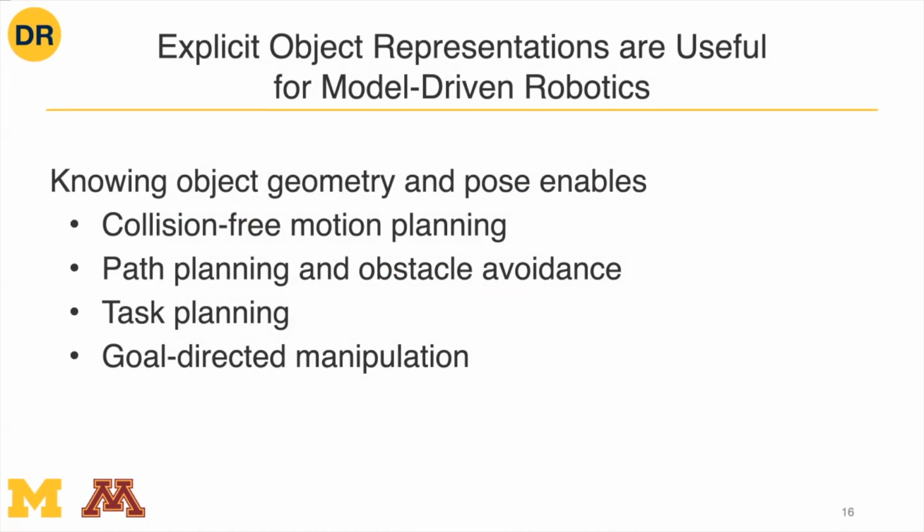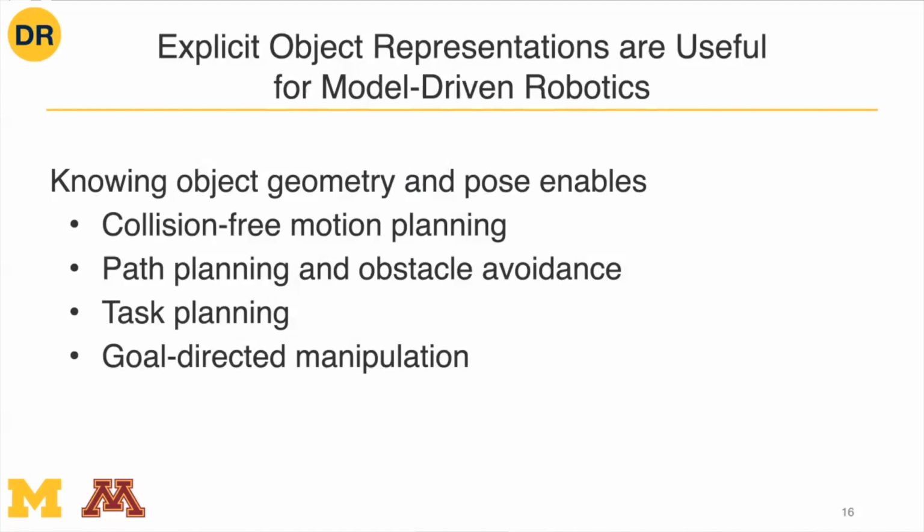So if we know what the exact object geometry is in terms of vertices and faces, and we know where these objects are positioned within a 3D scene, we can then use that information for many pre-existing robotic algorithms. So collision-free planning, where you'll try to search for a trajectory of maybe a robotic manipulator, like an arm, through space to avoid colliding with the vertices or faces of all the objects because you know where they're positioned, that's one example of where you can use this explicit representation with pre-existing model-driven robotic algorithms.